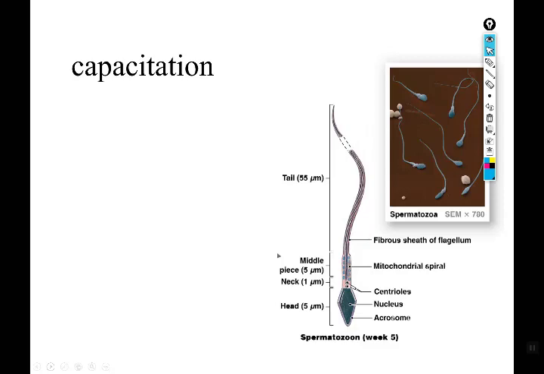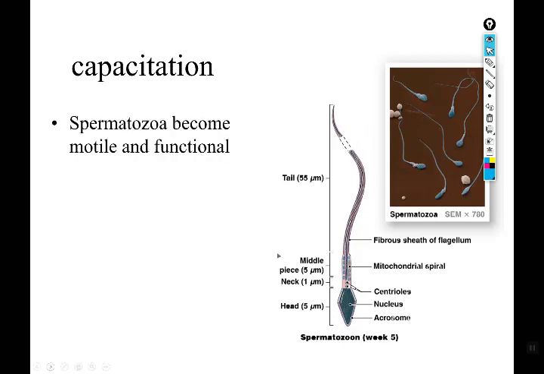Okay, capacitation. This is a process that spermatozoa undergo. During capacitation, basically it's the sperm waking up. The spermatozoa become motile and functional. They get the ability to swim and do their job, which is, of course, DNA delivery.